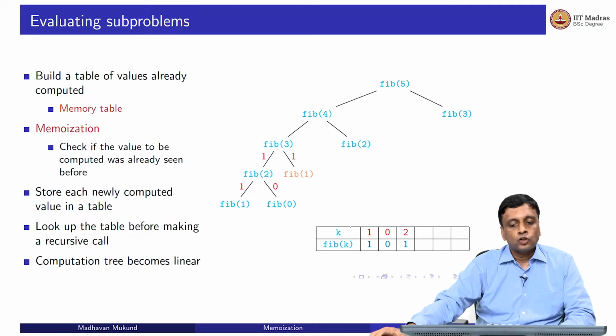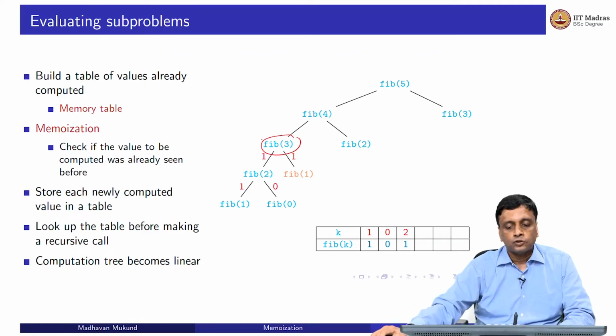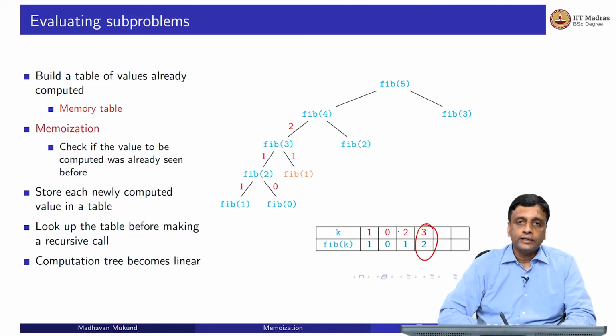So now with this I have also computed Fibonacci of 3, right. So Fibonacci of 3 is now 1 plus 1, so that is 2, and this now gives me a new entry in my table saying that for k equal to 3, I know that Fibonacci of 3 is 2, right.